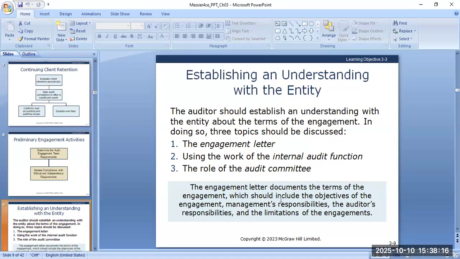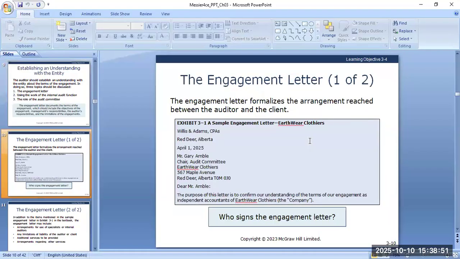audit. The engagement letter will be the document that documents the terms of the engagement. That letter should include objectives of the engagement, management responsibilities, auditors' responsibilities, and if there are any limitations, those limitations should be in that letter of engagement. What exactly are we doing? The engagement letter, again, is a formalized arrangement. It's going to look like this.